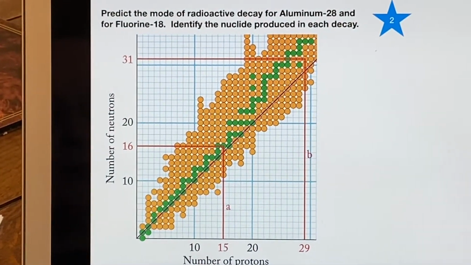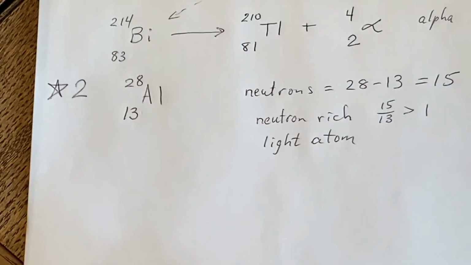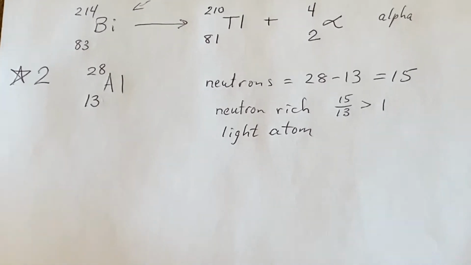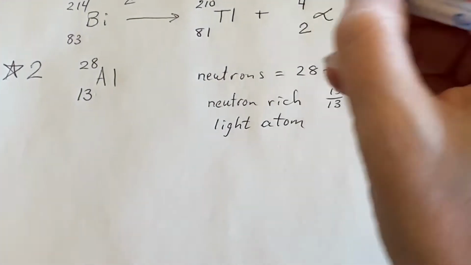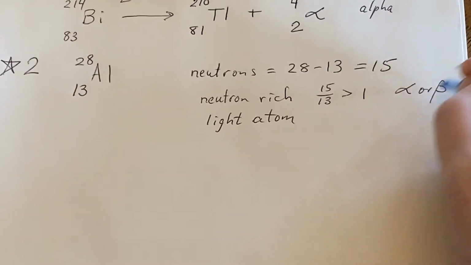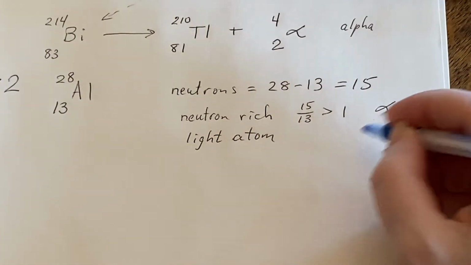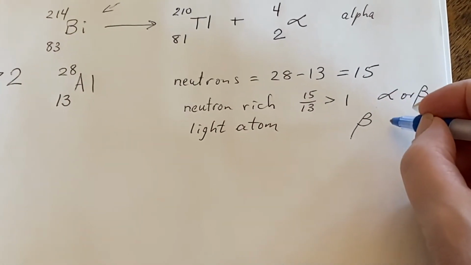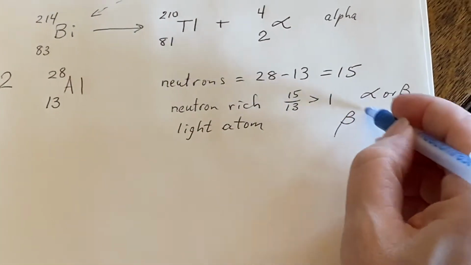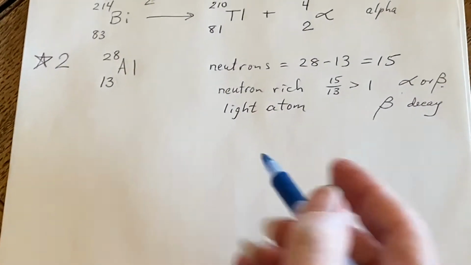So it's neutron rich, but it's also a light atom. It's not the heavy ones at the bottom of the chart. So neutron rich tells us I'm thinking alpha or beta. If it's light, though, of these two, beta is favored. So this is what I'm expecting to be using, a beta decay. So that was what it said, predict the mode of radioactive decay.